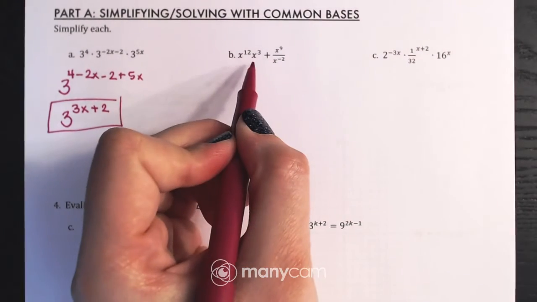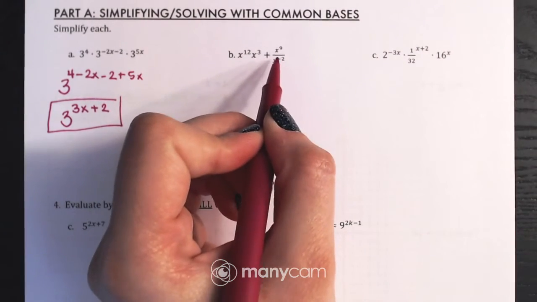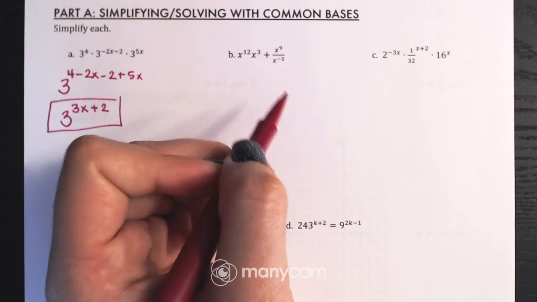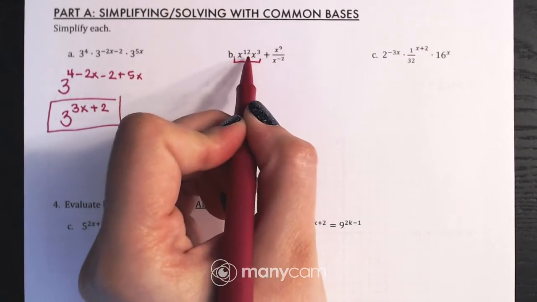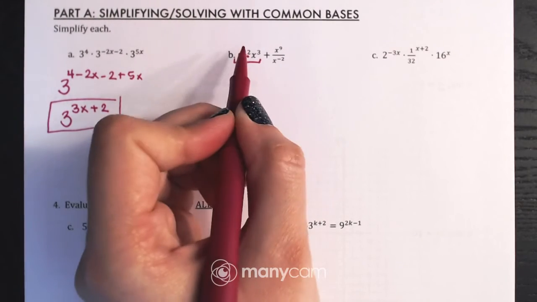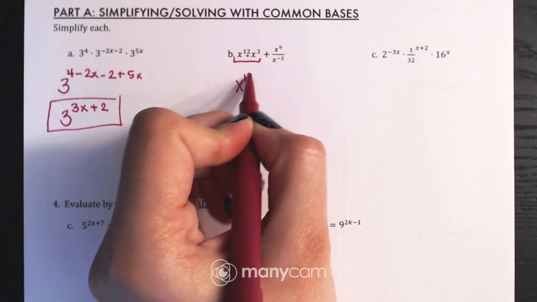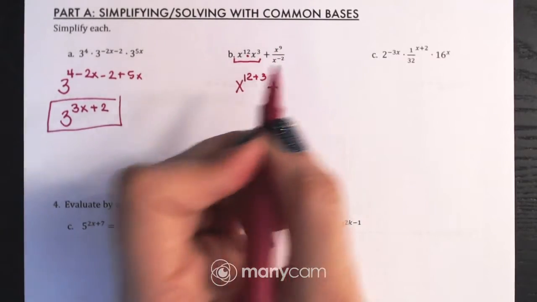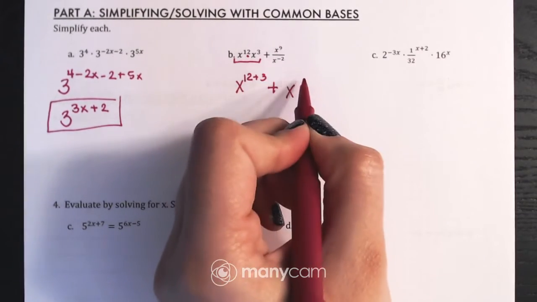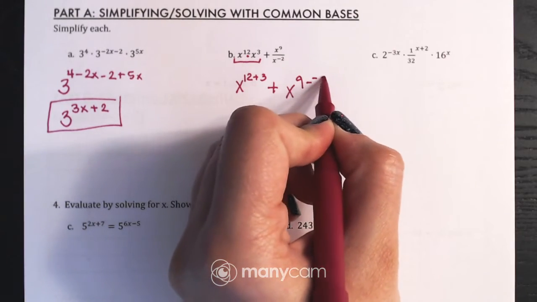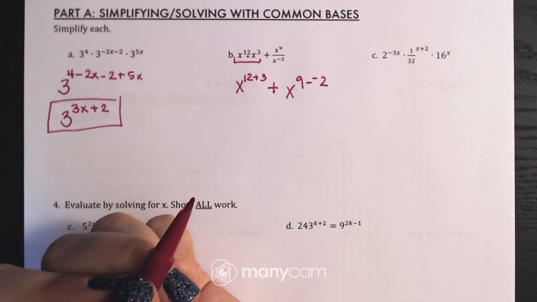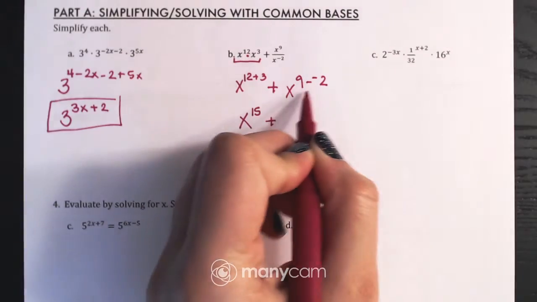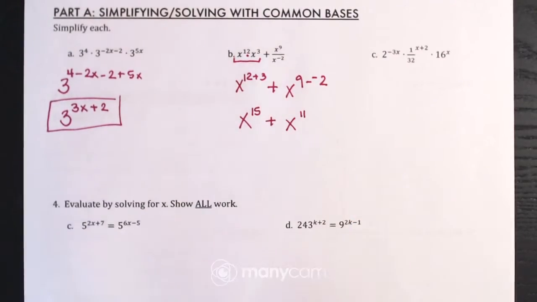Part B here, I already have all common bases. They're all base of x. I have some multiplication, addition, and then division. So my multiplication rule, when I'm multiplying between two common bases, I add the exponents. So x to the 12 plus 3, plus division rule says I subtract the exponents. Top exponent minus the bottom. So 9 minus negative 2. Simplify, 12 plus 3 is 15, plus 9 minus negative 2 is 11.